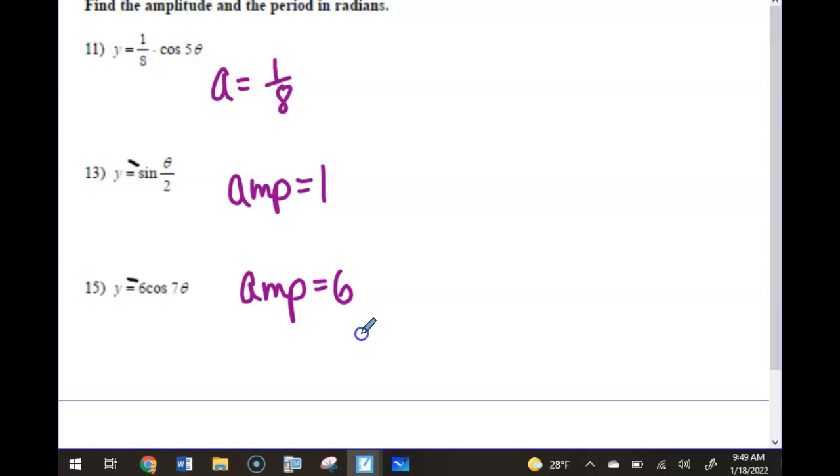Oh, okay. Yeah, we're all good. You're good. The period for number 11 would be 2 pi over 5, because B is just 5. Everybody okay? Sorry, I was distracted there. Do you need me to go back over that? B is 5, so it's just 2 pi over 5.